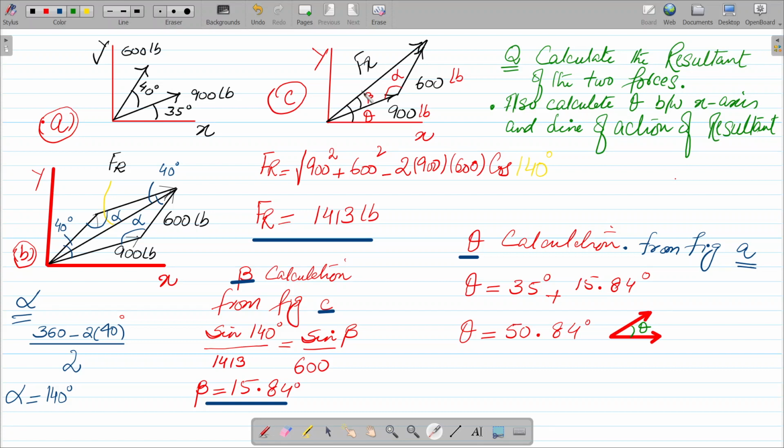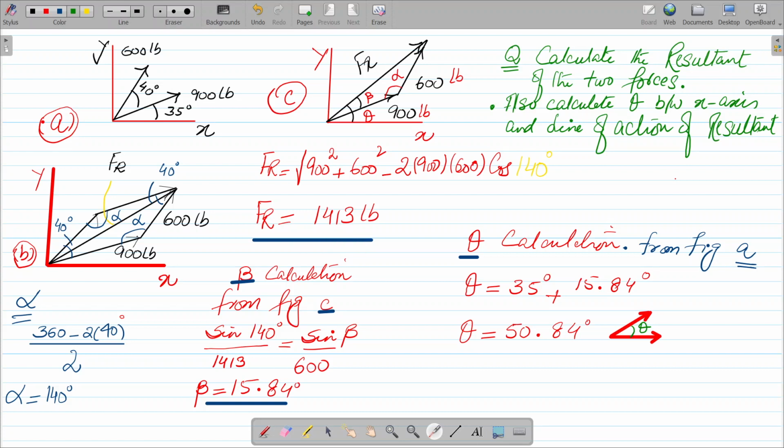Since we know alpha is 140, and we know the 900 pound force and the 600 pound force, we can very easily calculate FR from the law of cosines. FR equals the square root of 900 squared plus 600 squared minus twice into 900 into 600 into cos of 140. Remember that this angle is always going to be 140 here. Never write 40 degrees over here, as it will make your whole calculation wrong. So after calculation we get FR as 1413 pounds.